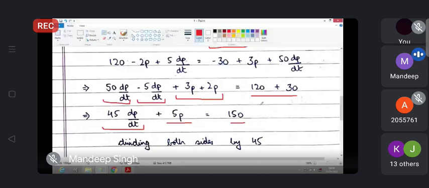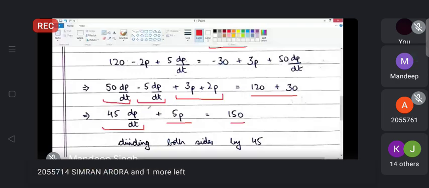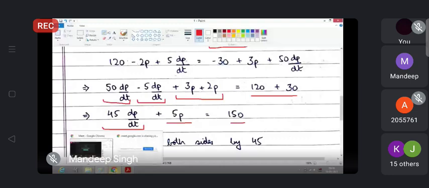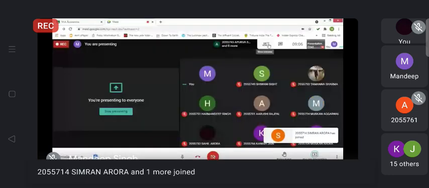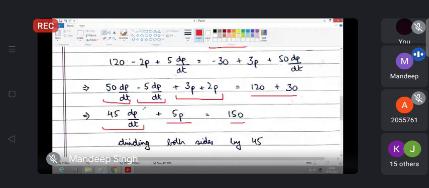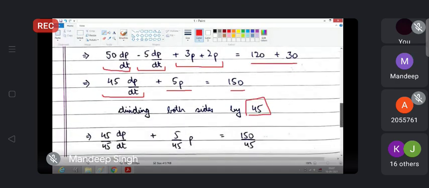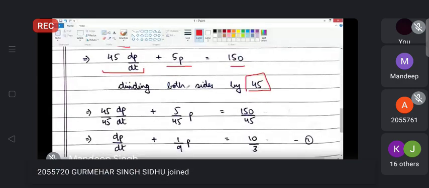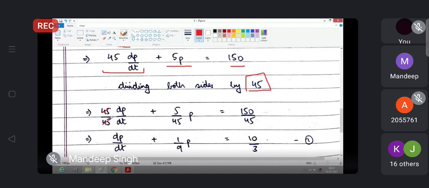To find out its solution, we need the coefficient of dp over dt to be 1. ठीक है, मैंने आपको बताया था ये अगर 1 नहीं है फर्स्ट टर्म, इसको हमने मल्टीप्लाई करना या डिवाइड करना विद एनी टर्म so that this coefficient becomes 1. So dividing both sides by 45. 45 and 45 get cancelled out. This cancels out 9. ये भी cancel out हो जाता, 10 and 3.